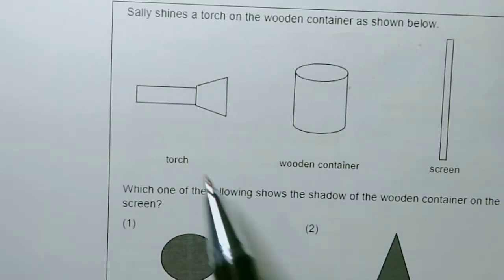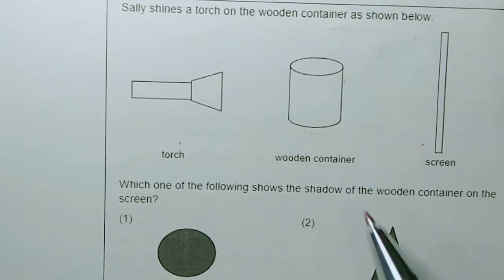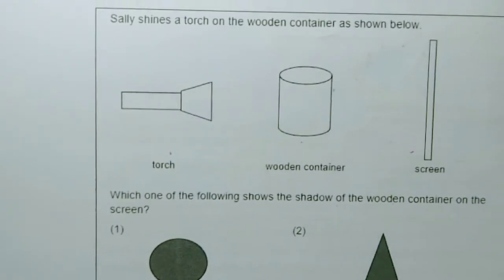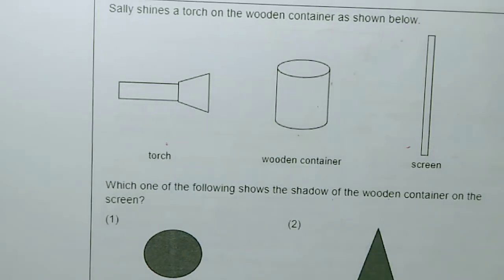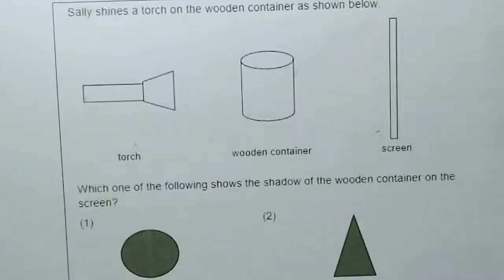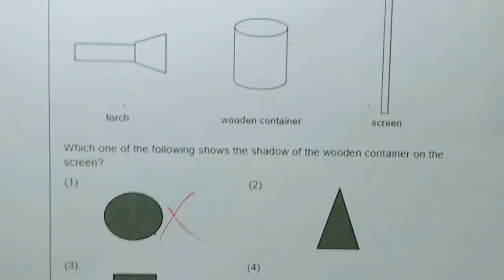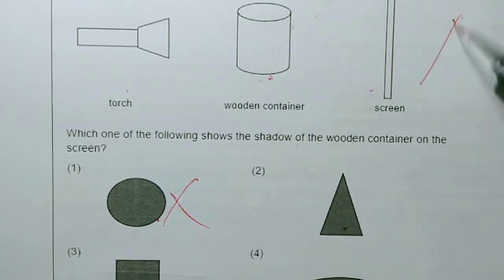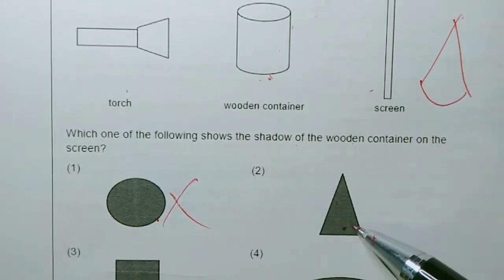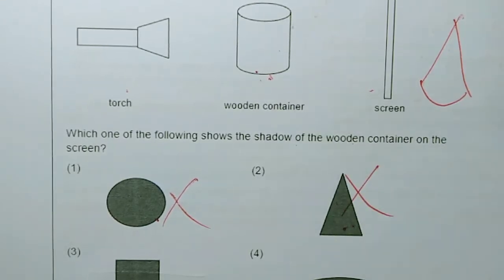Now here comes the light source, object, and screen. So, which of the following will show the shadow of the wooden container on the screen? If you look at the side here, this is a wooden container, it looks like a cylinder. Now, you will not get this shadow. This is if you shine a torch from the top, then you'll get this shadow. This is wrong. There's no cone shape here. If this object is like this, then you will form a triangular shadow, but it's not, so you will not get this.